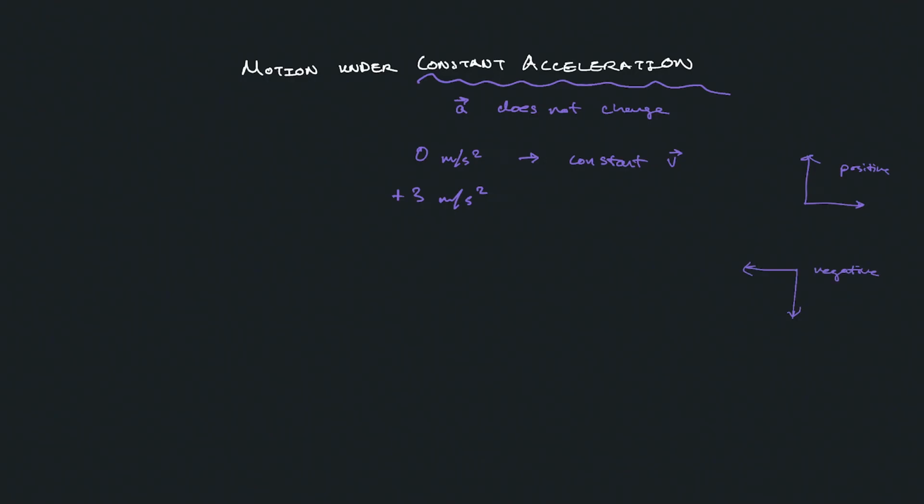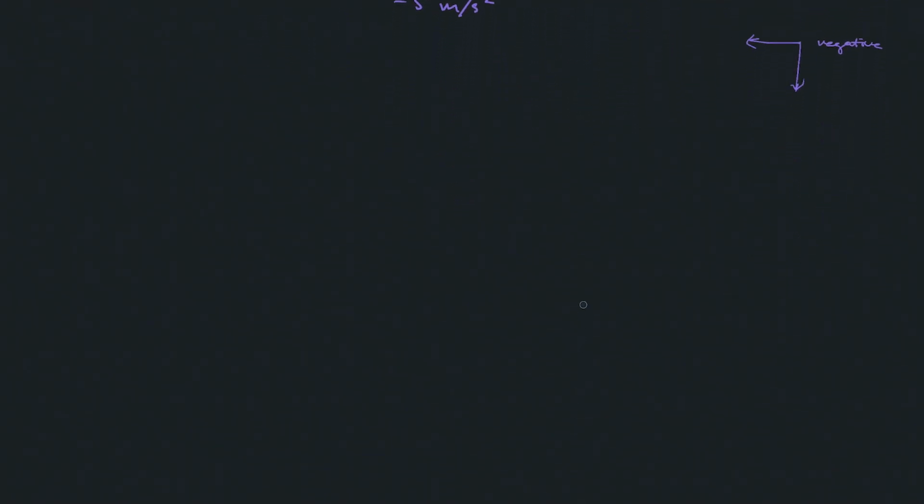Negative acceleration, let's say negative 5 meters per second squared, means that the object is either slowing down in the positive direction or speeding up in the negative direction. Okay, now that we've talked about what constant acceleration is, let's talk about how to describe motion in constant acceleration.